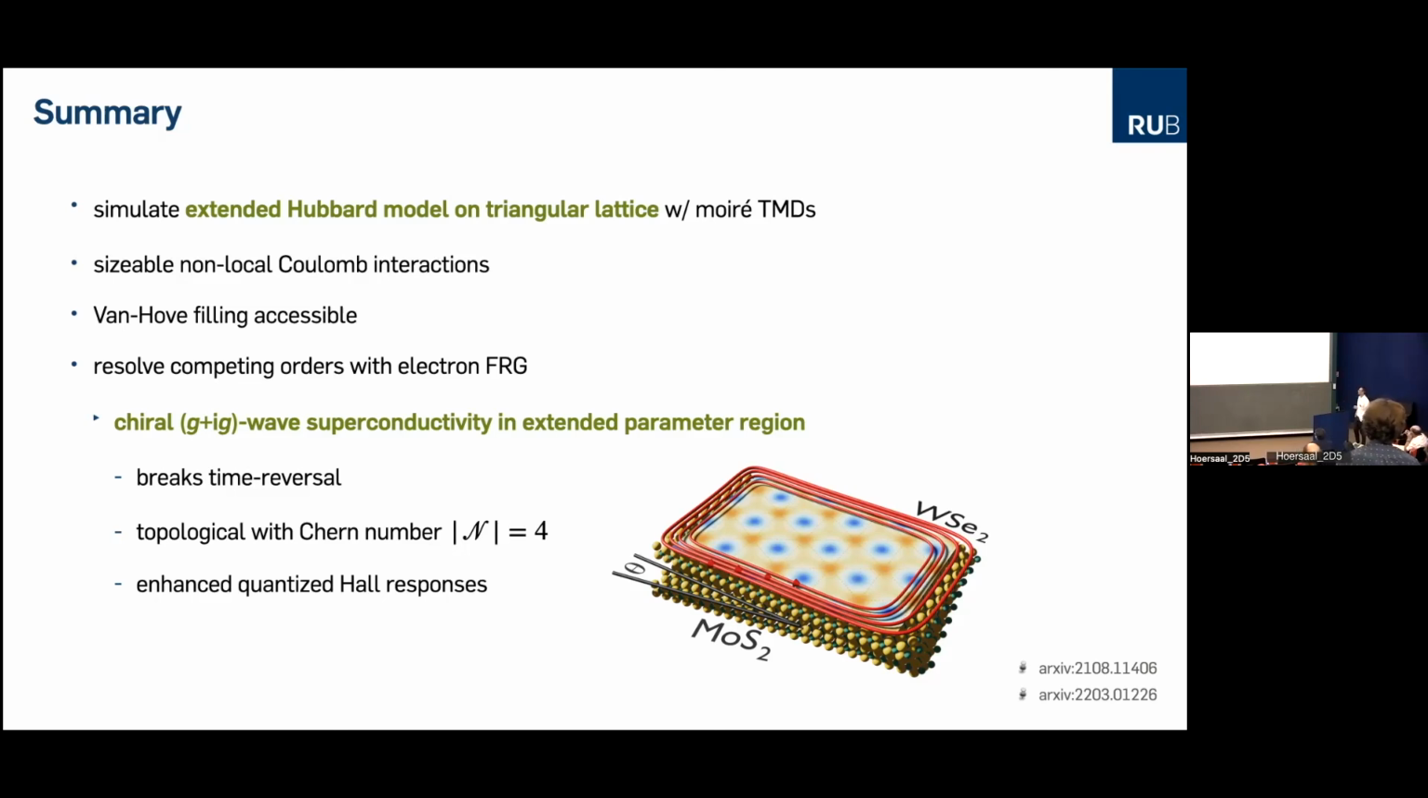With the FRG that I presented you, we have resolved the competing orders and found that this chiral G plus iG wave superconductivity is likely and appears in an extended parameter region. So this was not just a single spot in the phase diagram, but basically the whole vicinity of the Van Hove singularity. We find that it has a topological Chern number of 4 and features enhanced quantized Hall responses.